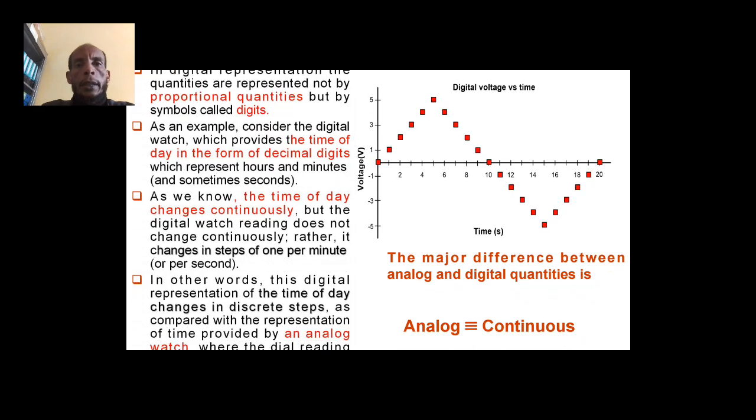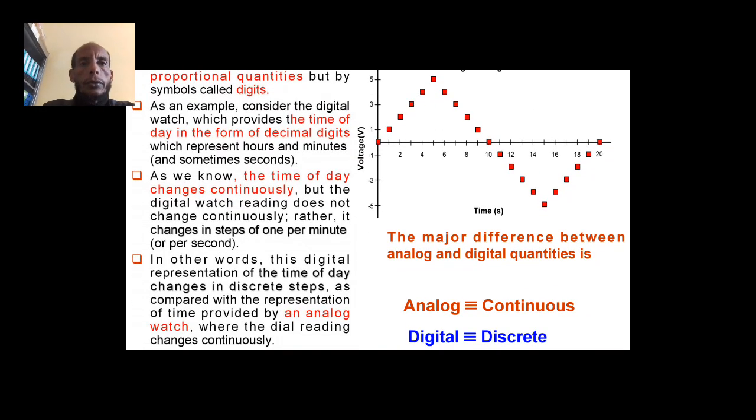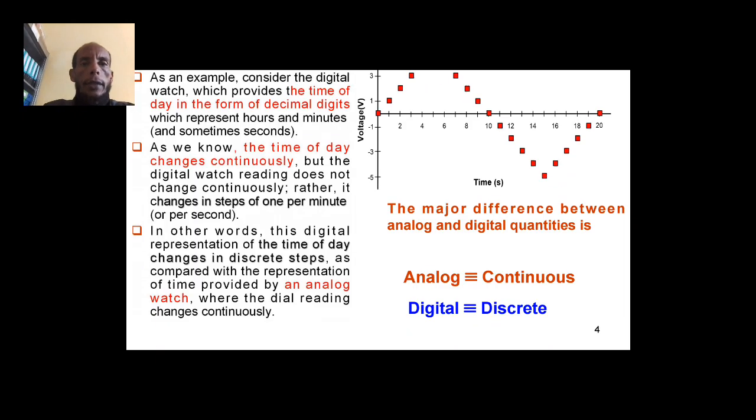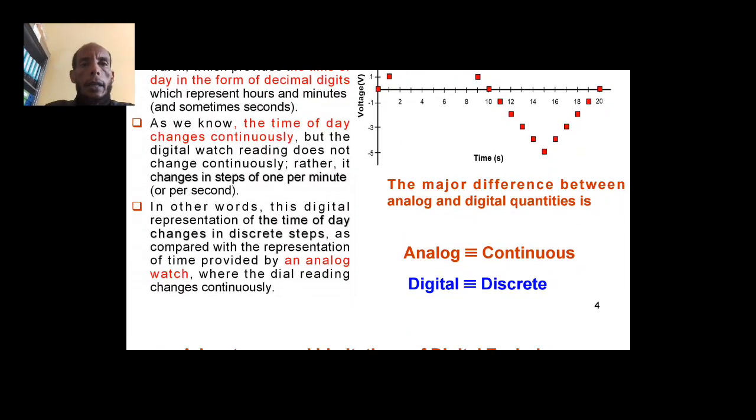seconds, and so on. Here, as we know, the time of the day changes continuously, but the digital watch reading does not change continuously. The magnitude is continuous, but the reading does not change continuously because it is a digit, a fixed value. It changes in steps of 1 per minute or per second. So the digital representation of the time of day changes in discrete steps. We can say discrete signals or discrete values.